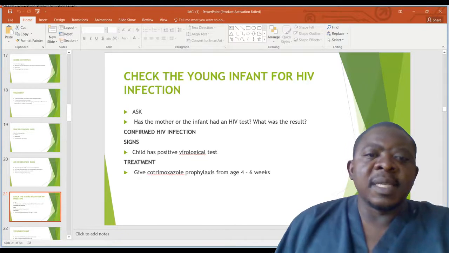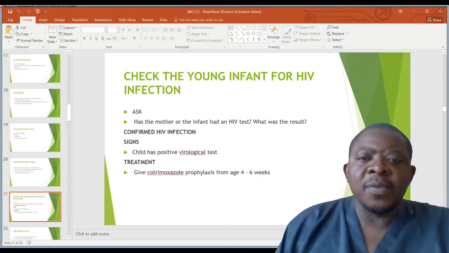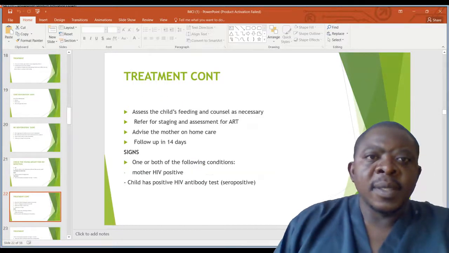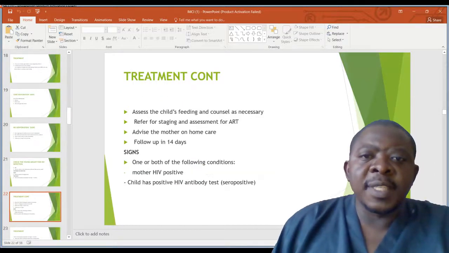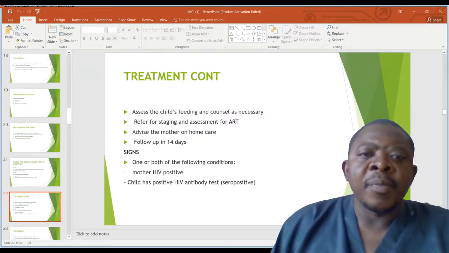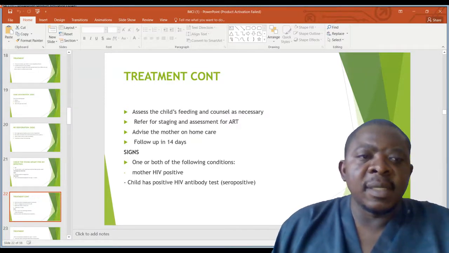Treatment: you give cotrimoxazole prophylaxis from age 4 to 6 weeks. Then you can also assess the child's feeding and counsel as necessary. Refer for staging and assessment for ART. Advise the mother on home care. Follow up in 14 days.